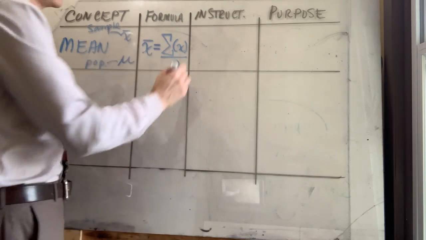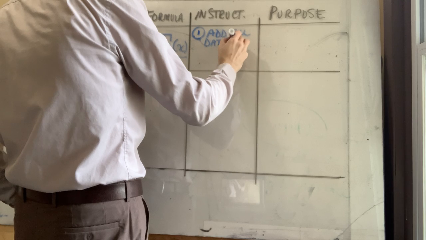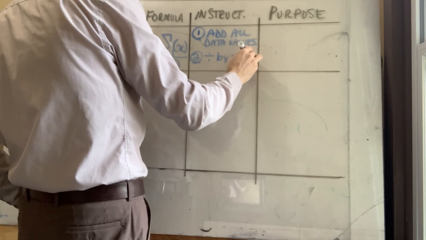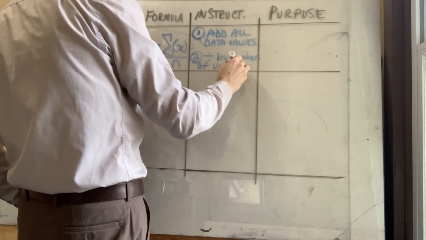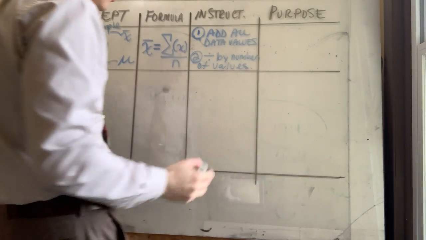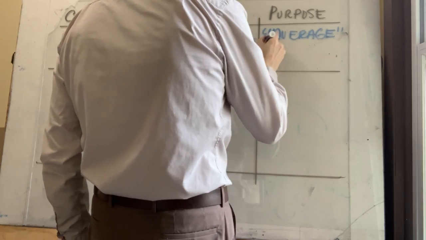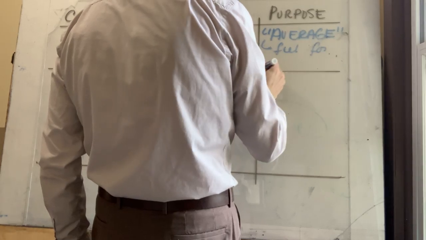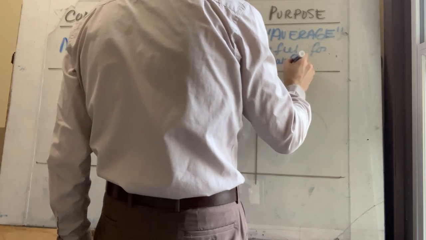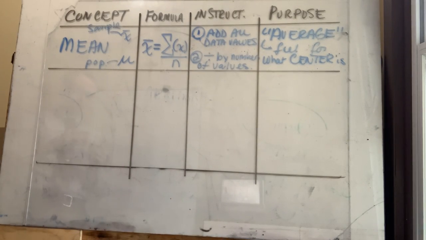Basically, what does that mean? Well, it means that you add all data values, and then divide by the number of values. Hopefully that is visible. And what does this produce? Well, it is the concept of an average, right? Which gives you a feel for what the center is. It's not proper English, but I think you get the point.